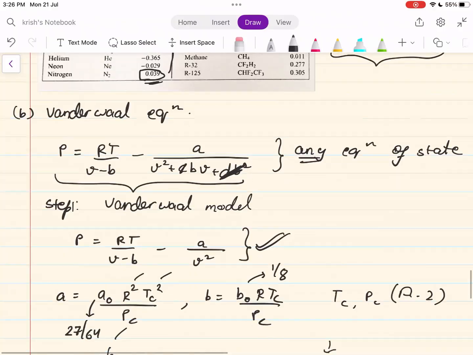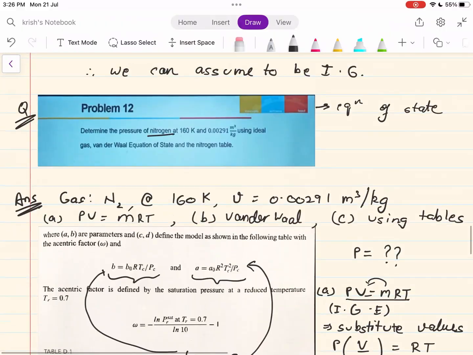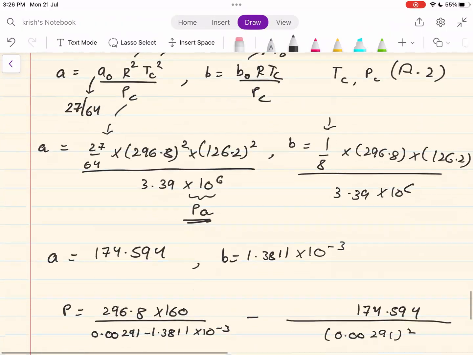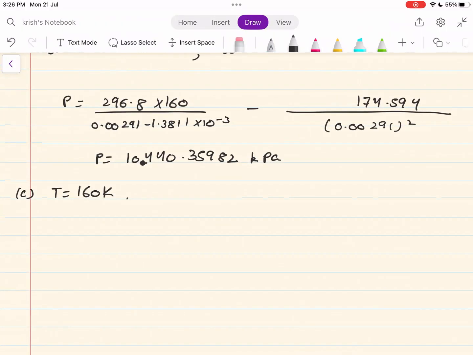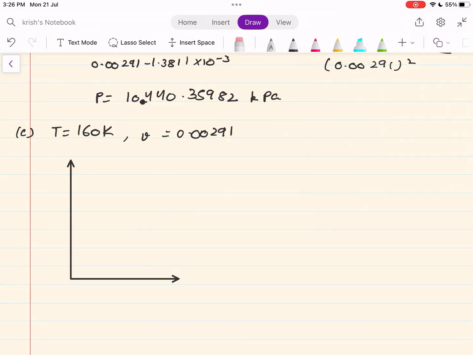Now we can obviously do it using the nitrogen tables as well, corresponding graph and all. So our temperature is 160 Kelvin. Is that given? Yes, I think that was a given, right? 160 Kelvin. And our specific volume is 0.00291. So let us draw the TV graph to determine what state our nitrogen is in, right? So then we can refer the correct table.